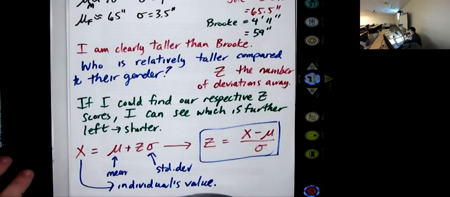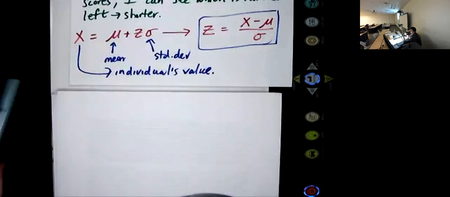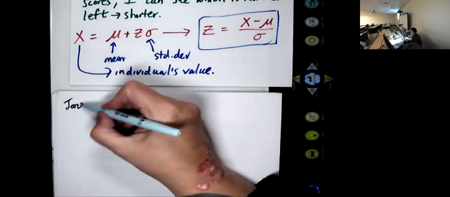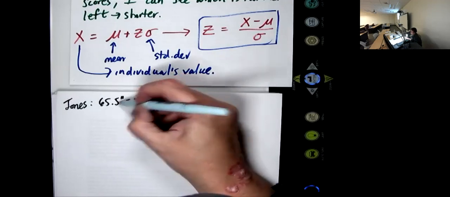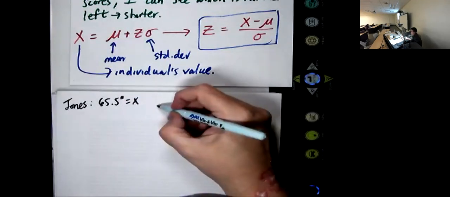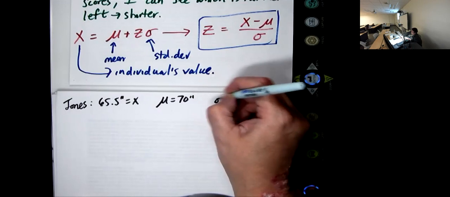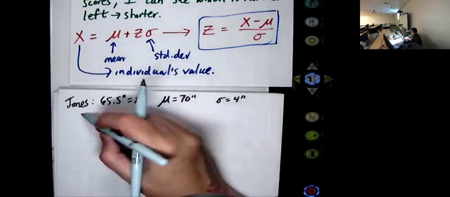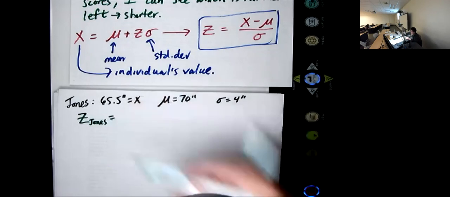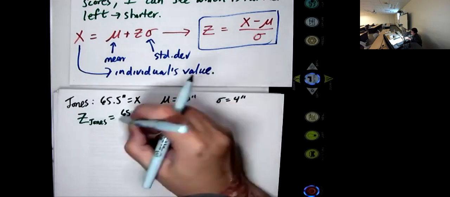So let's calculate what we got with Brooke and mine. Let's figure out Jones' and Brooke's Z values. Jones was 65.5 inches. That's my X score. The mean for guys was 70 and the standard deviation was 4 inches. I'm going to set up my Z score for Jones. I have those values. I've got 65.5 minus 70 divided by 4.